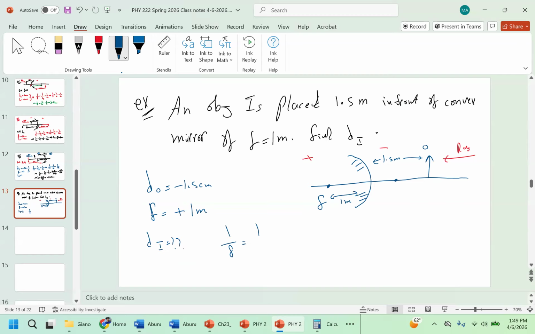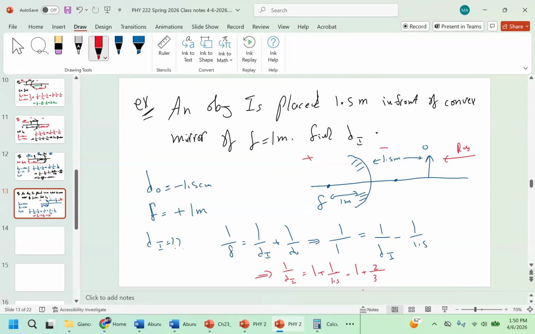You know 1 over F equals 1 over D of I plus 1 over D of O, which means 1 over 1 equals 1 over D of I, the one we're looking for, minus 1 over 1.5, which is your D of O. Solving this, 1 over D of I equals 1 plus 1 over 1.5, which is 1 plus 3 over 2 flipped, which is 3. So you get 5 over 3?